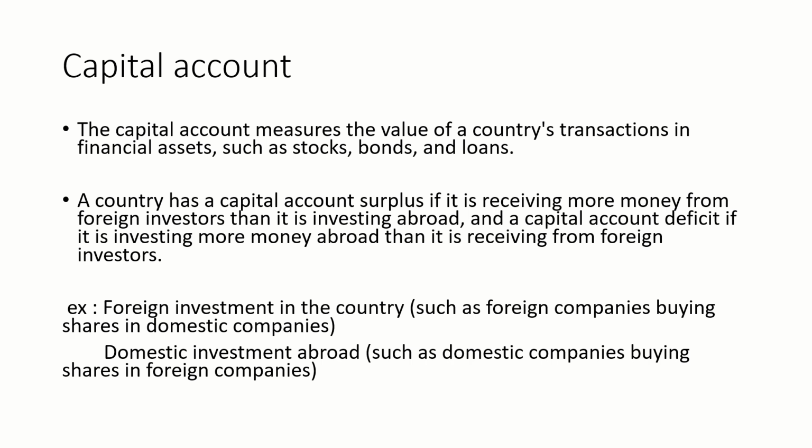This is also a consideration of incoming and outgoing. Incoming will be foreigners investing in our country. Outgoing will be us investing in another country. So for a surplus to happen, the money received should be higher than the money invested by us in other countries. For a deficit to happen, investing money abroad will be higher than receiving from foreign investors.